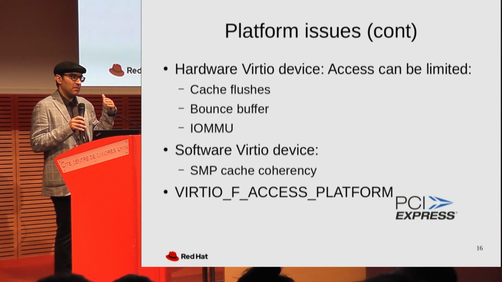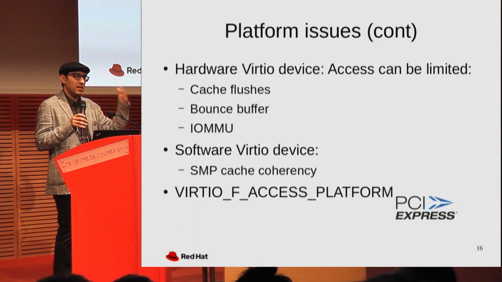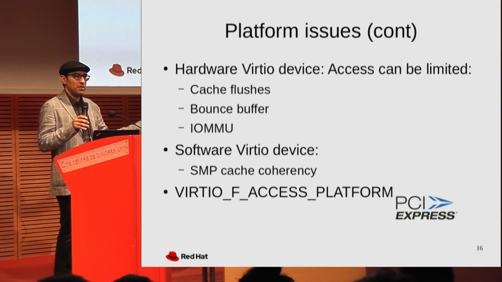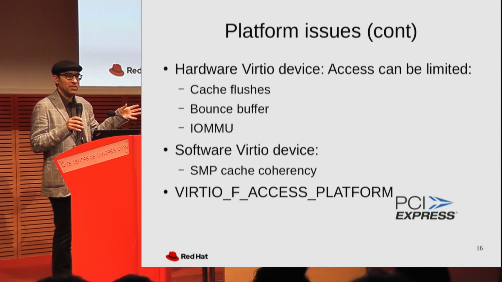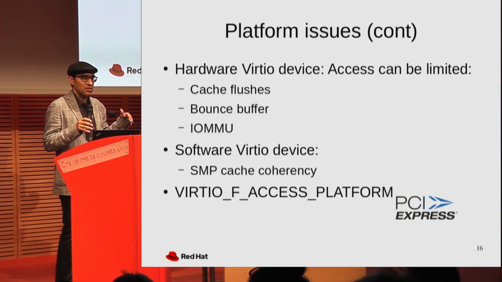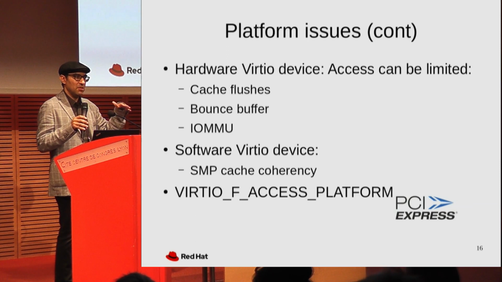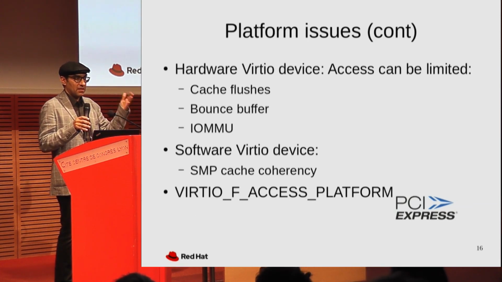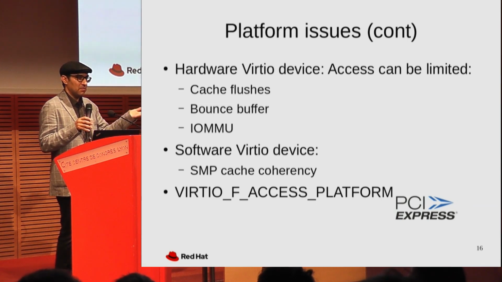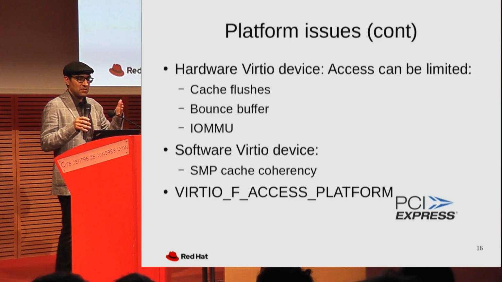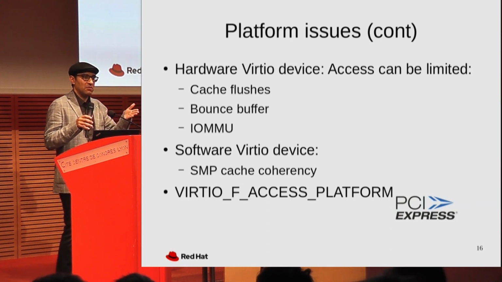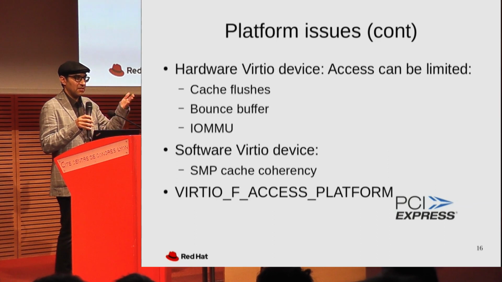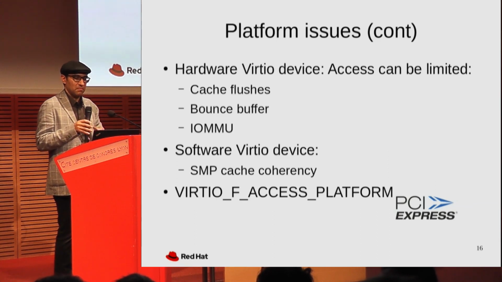And then there are platforms where you have to work even harder. You have to actually copy all of your data into a specific bunch of addresses which are accessible to the device, or flush some kind of cache, or set up some mappings in the IOMMU. Otherwise, the data is not visible to the device. And again, that slows the hardware a little bit more, and we don't want to pay this penalty for software devices. So again, we have a feature flag that hardware implementations set, and then the driver knows that it needs to work a bit harder.